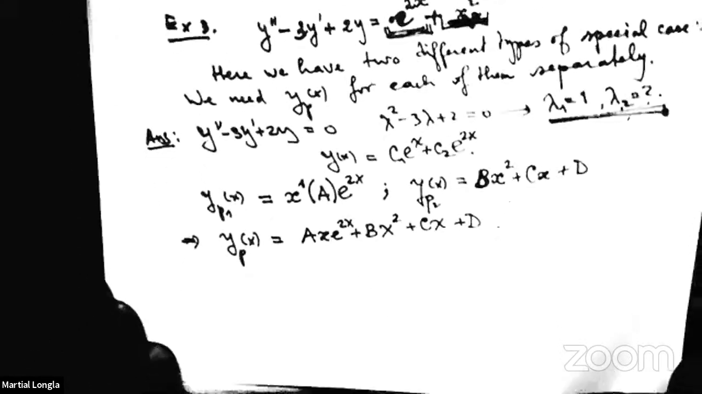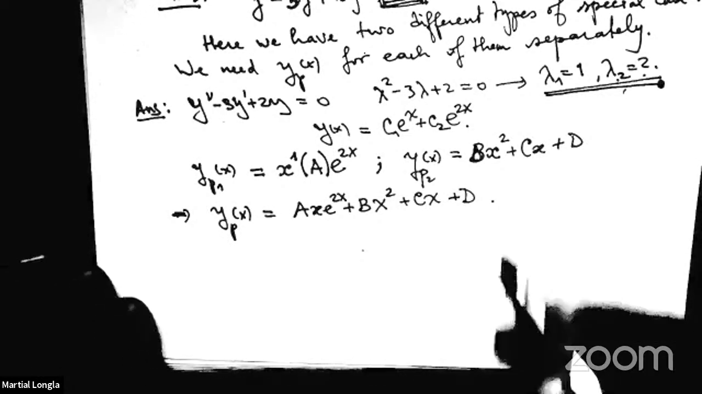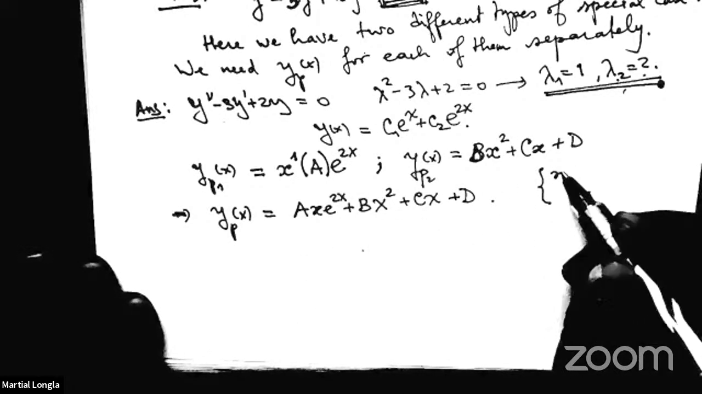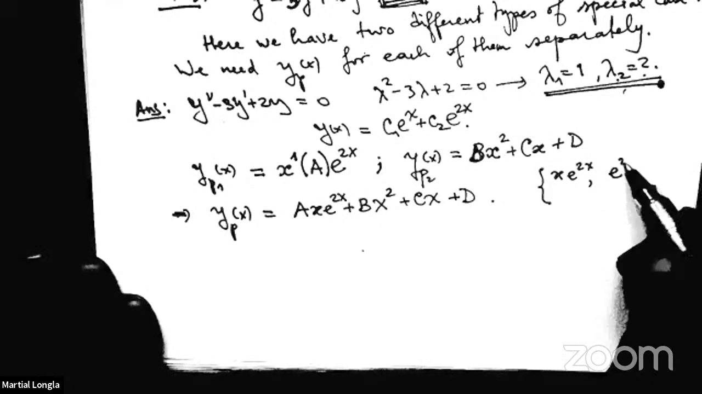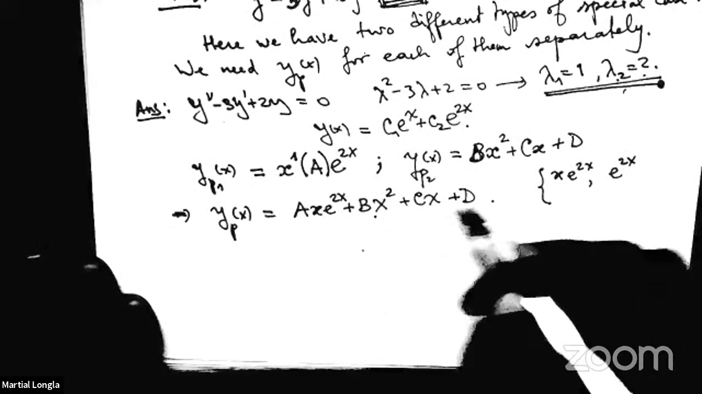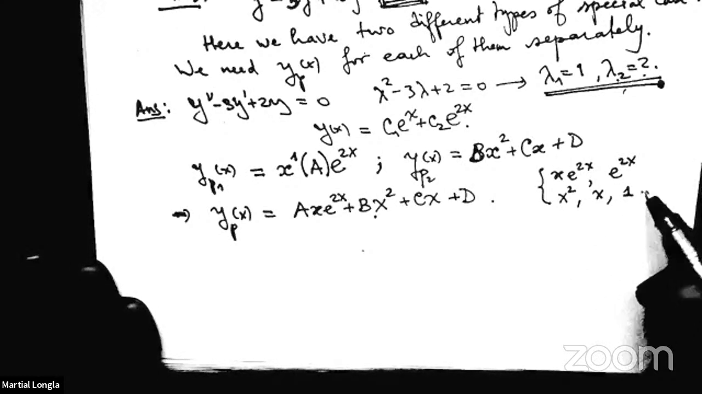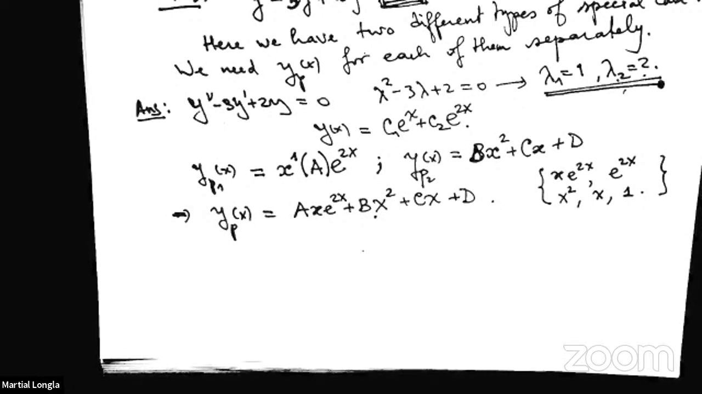And now if you want to solve and find it, you take derivatives, track the coefficients. And if we want to track the coefficients here, we are going to track x e to the 2x. We are going to track e to the 2x. We are going to track x squared, x, and 1. So we have 5 equations to track here.